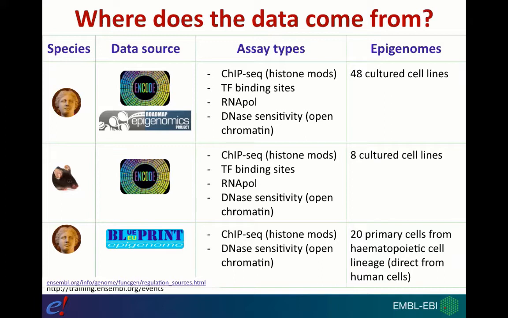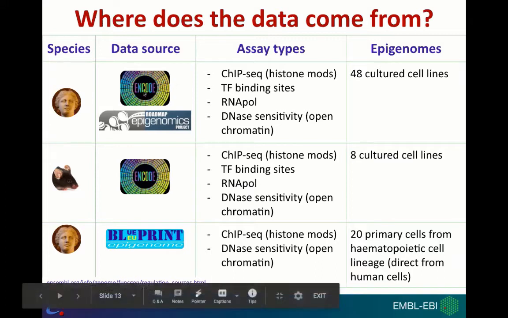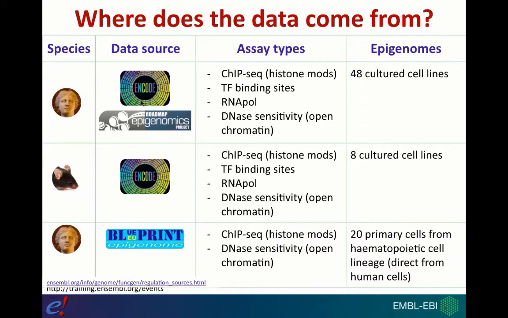So for human, there are three main projects that we have experimental data for. The first is the ENCODE project, and the second is the Roadmap Epigenomics project. Both of these projects looked at cultured cell lines. The ENCODE project looked at immortalized cell lines, and the Roadmap Epigenomics looked at primary cultured cell types. So for these 48 cultured cell types in human, from these two projects, we have ChIP-seq data, transcription factor binding site data, RNA polymerase data, and DNA sensitivity data, so the open chromatin patterns.